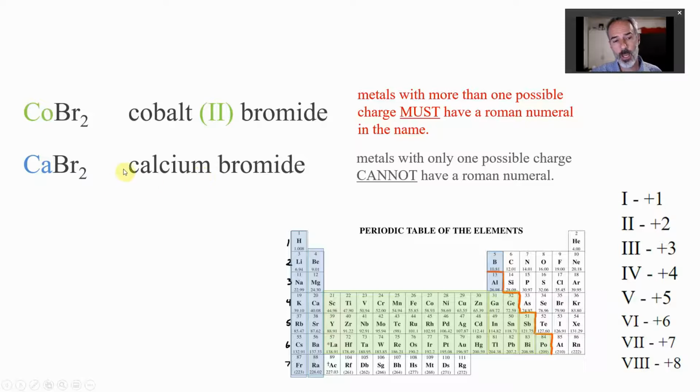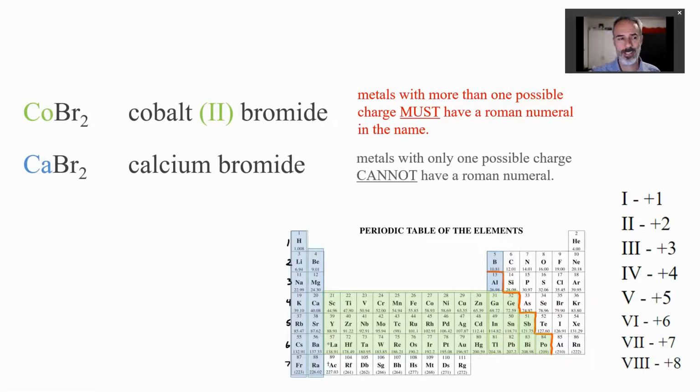So how do we know this? Well, there's a couple of things. Of course, obviously you can look and see that cobalt is right there. It's in the transition metal area, or in the honorary transition metal area. It's going to need a Roman numeral. So that's one test that will help you figure out, do I need one? Because if you need one, you've got to include one.